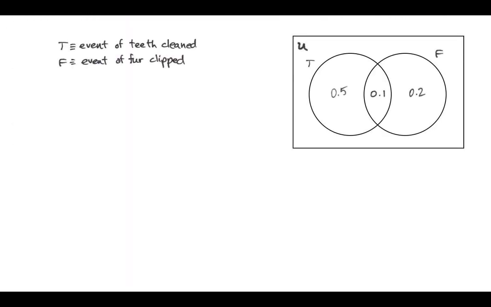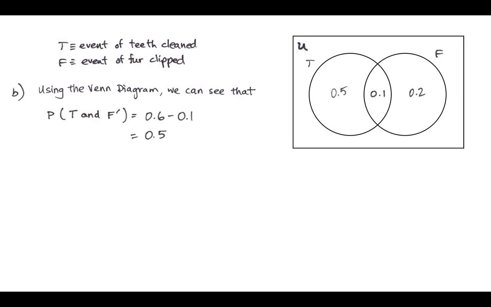Here again, let's just save our Venn diagram. And so basically in B, let's use the Venn diagram to see that the probability that he needs his teeth cleaned but not his fur clipped would be the 0.6 of the teeth being cleaned minus this little section right here where we've double counted. So really all I want is this section just in teeth cleaned. So 0.6 minus 0.1 is 0.5, and we can see that right in this Venn diagram here.